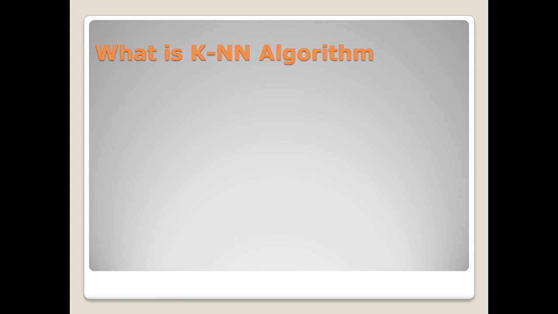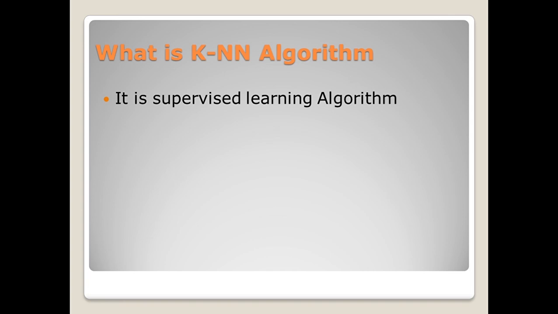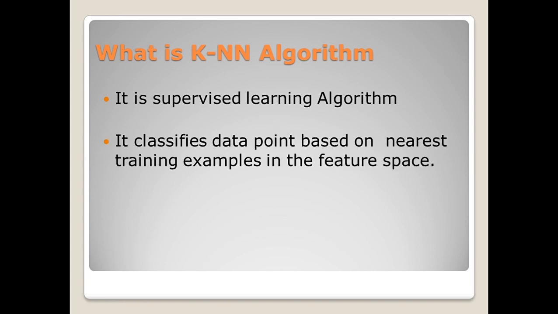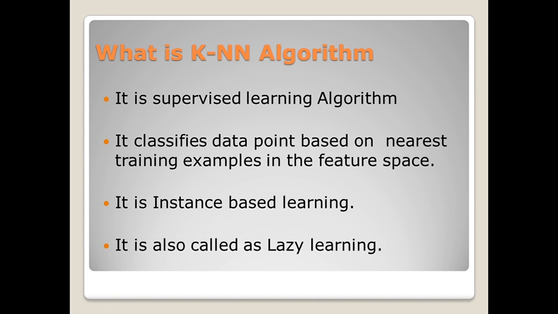So what is KNN? K-nearest neighbor algorithm is basically a supervised learning algorithm that classifies the data points on the nearest training example provided in the feature space. It is an instance-based learning algorithm where computation for prediction of data is delayed until the classification. That's why it is also called a lazy learning algorithm. KNN is fundamentally the simplest algorithm and can be implemented easily. No model is created for classifying the data in this algorithm.